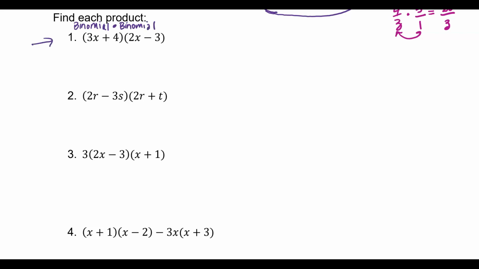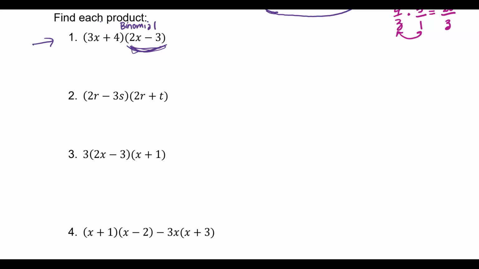So notice that since there are 2 terms times 2 terms, you're going to multiply 3x times everything over here. And you're going to turn around and multiply 4 times everything over here. One way that people multiply binomials times binomials is a little acronym they call FOIL. Have you ever heard of FOIL before?